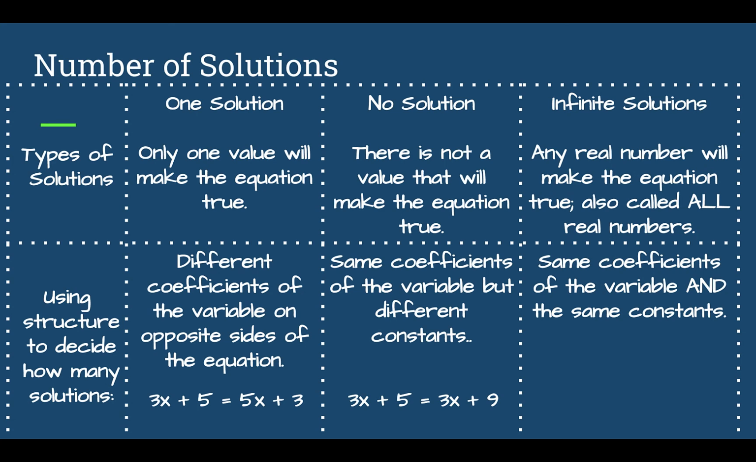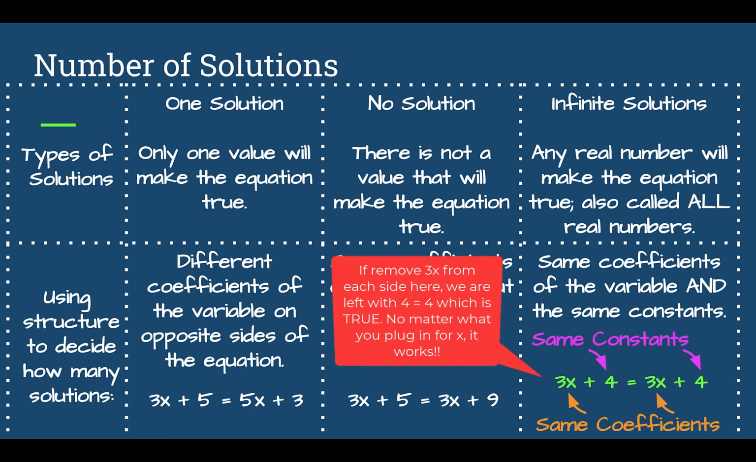The third type of solution is called infinite solutions. This means that any real number is going to make the equation true. And you might also see it as all real numbers. What this looks like, it's essentially the exact same on both sides. So if you ever get to a point and you have the exact same thing on both sides, the same variable, coefficients, constants, everything is the same, it's infinite. So this has the same coefficients and it has the same constants. No matter what we plug in, it's going to be true.